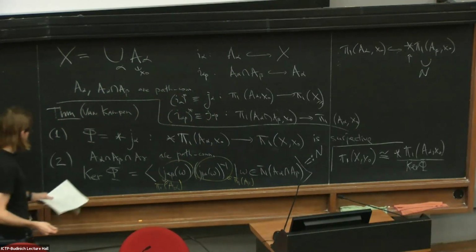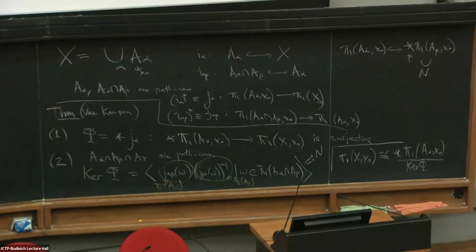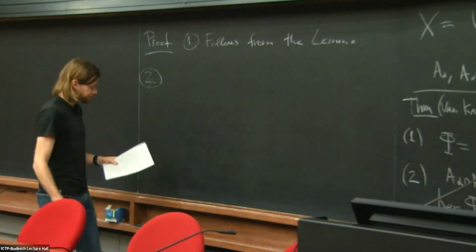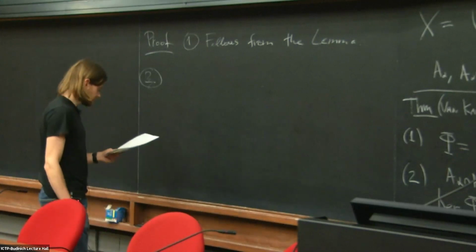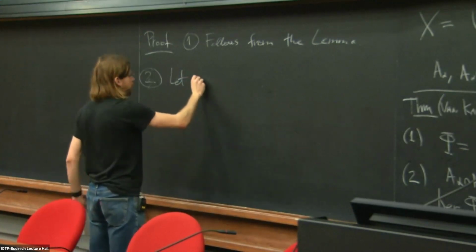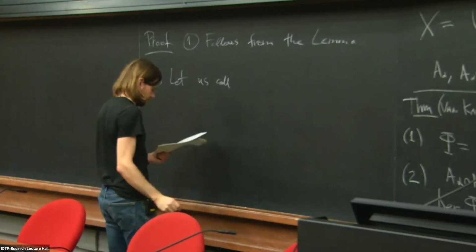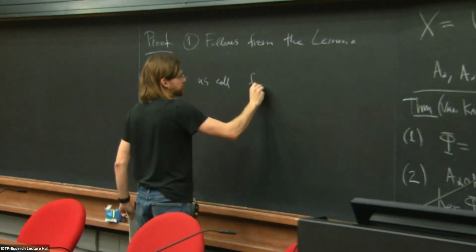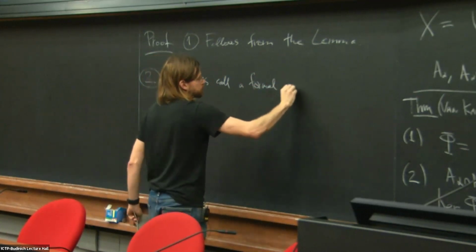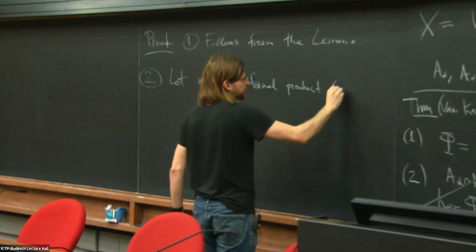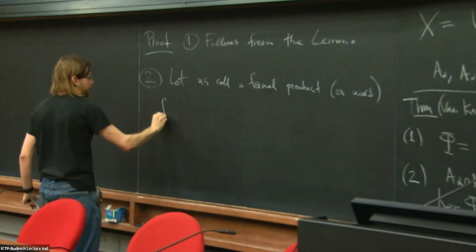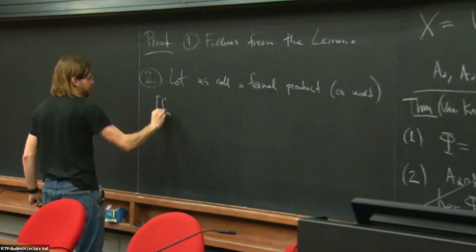So essentially, we only need to show the second part. And well, this will require some work. Again, we will need some sort of analysis to do this. So it is useful to introduce the following terminology first. So let us call this a formal product word, or a formal product.